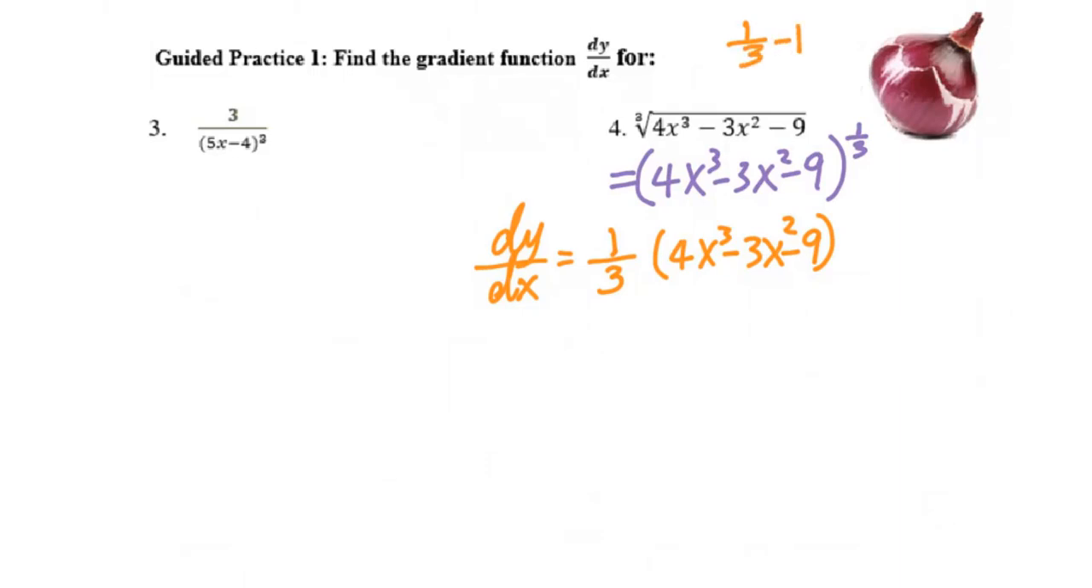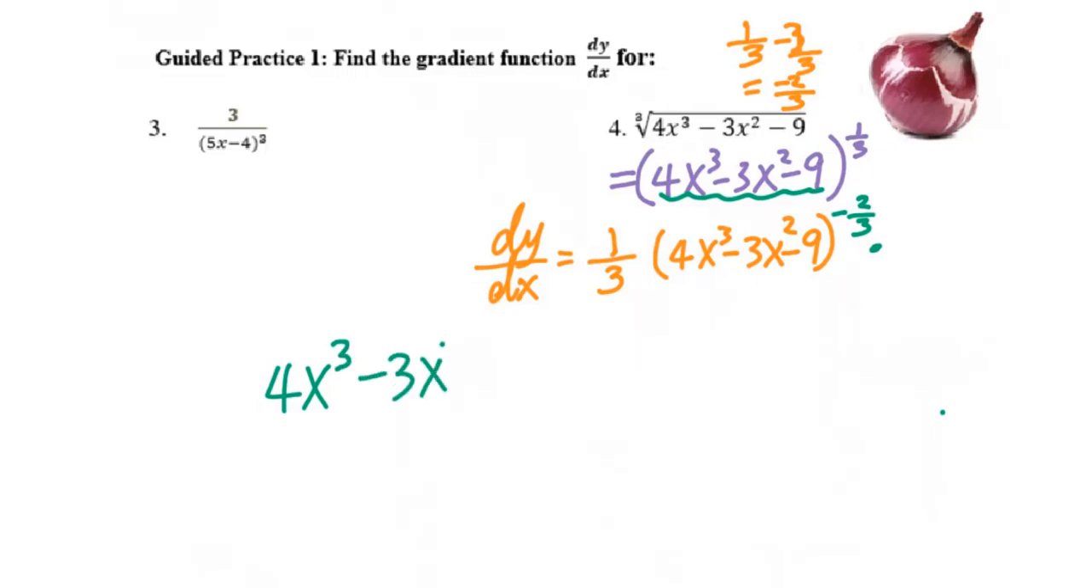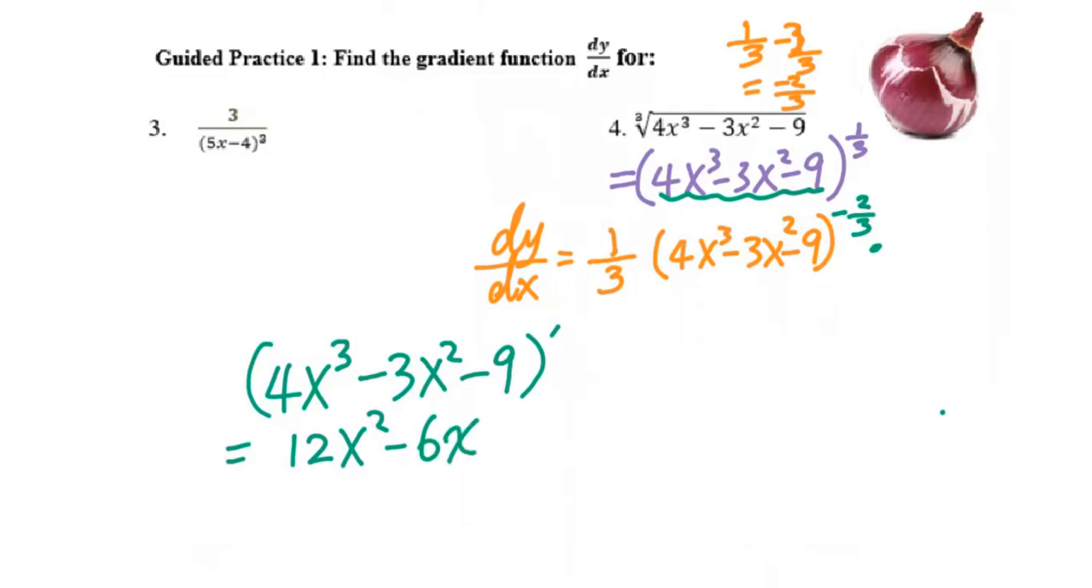1/3 minus 1, you will get, this is 3 over 3, so you will get negative 2 over 3. Then you will do the derivative of the inside function. Let me write down here, 4x to the third power minus 3x squared minus 9. Do the derivative, you will get 12x squared minus 6x. The constant number will be 0. So you will get 12x squared minus 6x.